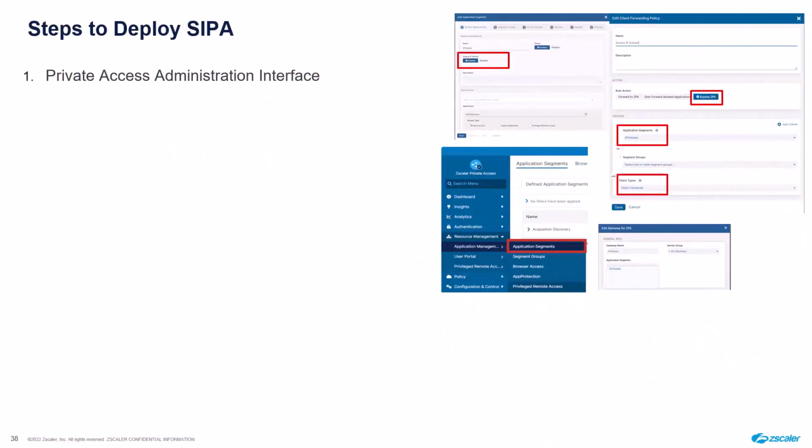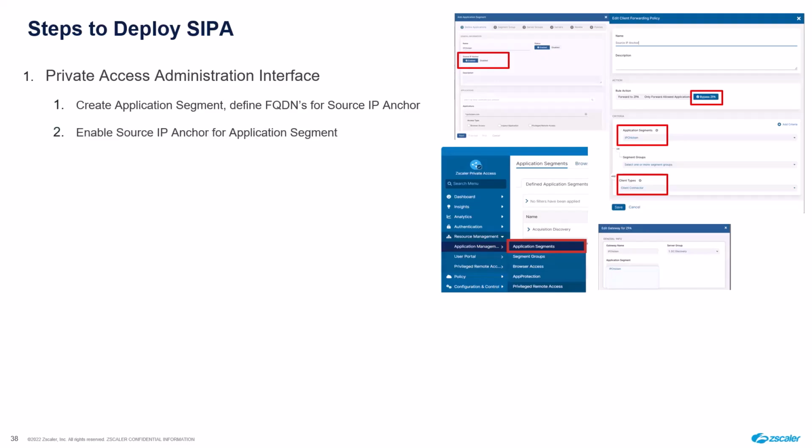So how do we deploy this? Within the Zscaler Private Access Administration interface, I create an application segment, I define the FQDNs or IP addresses for that source IP anchor, and I enable the flag source IP anchor for that application segment. By enabling that flag, it means that that application becomes visible in the Internet Access policy construct. I'm then able to define a server group and connector group association for that application segment, which means that when a user accesses it, it'll be specific app connectors that are used for that source IP to egress that traffic flow.